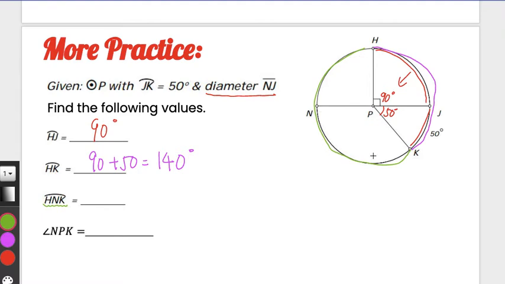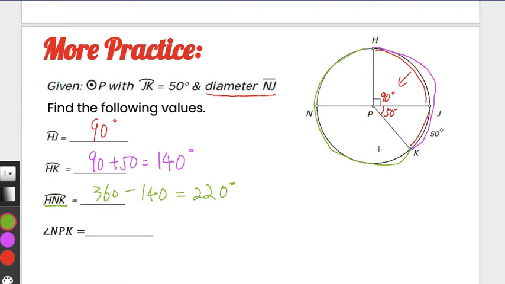We follow this, and some students might say, since the whole circle is 360 and I already know this piece is 140, as we just mentioned, how about we subtract it from 360 and then we get the answer for HNK. Again, go around the letters this way so you know exactly which piece you are talking about.